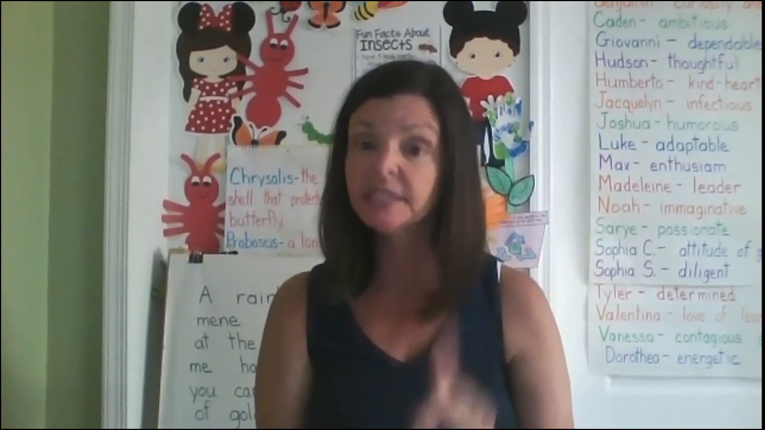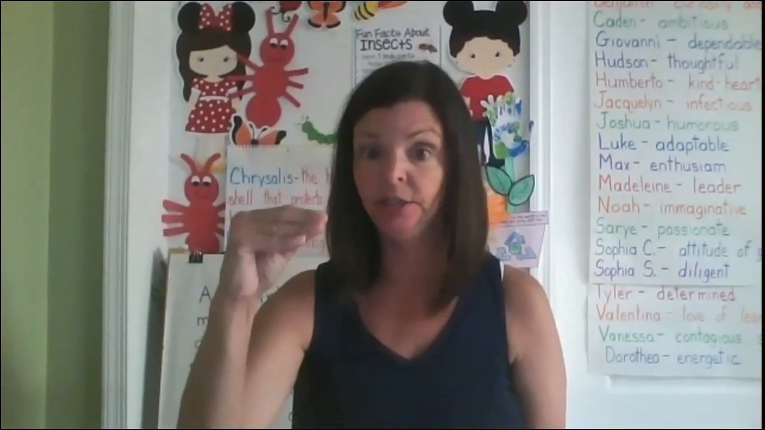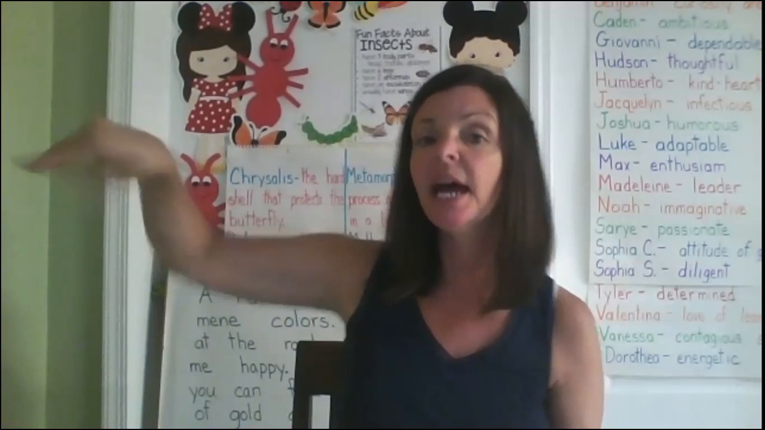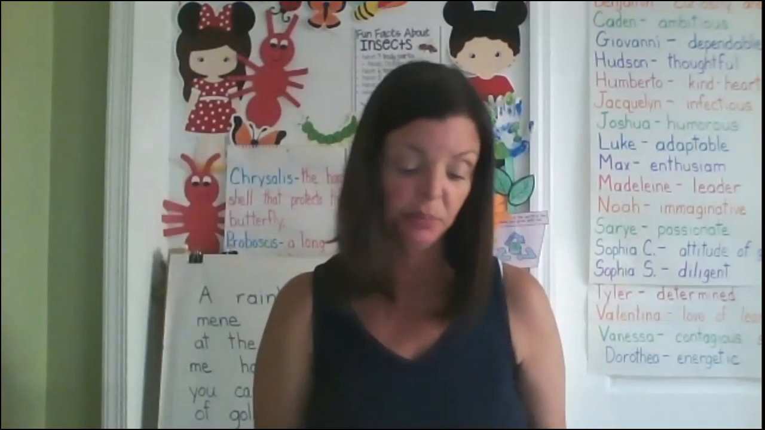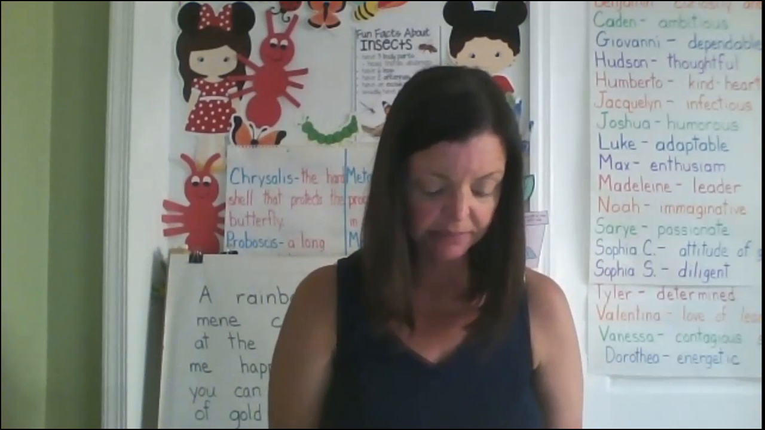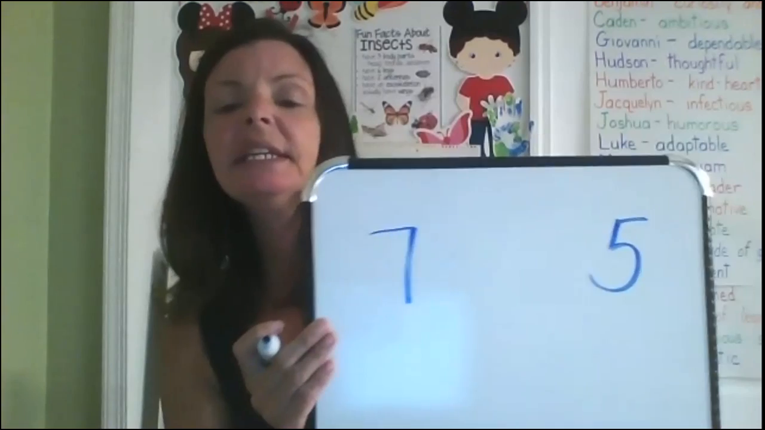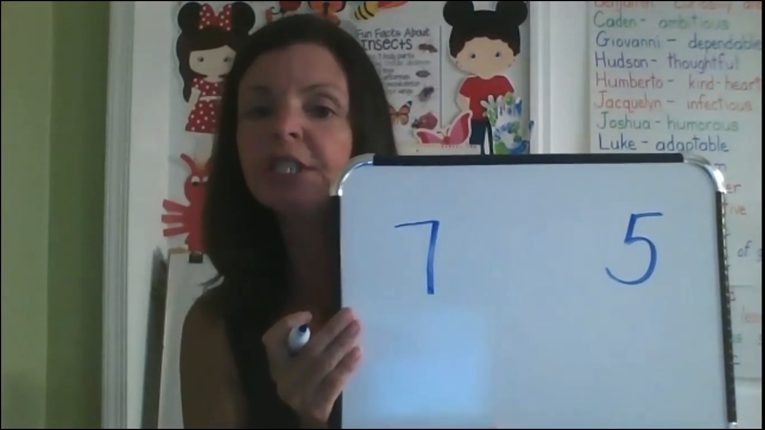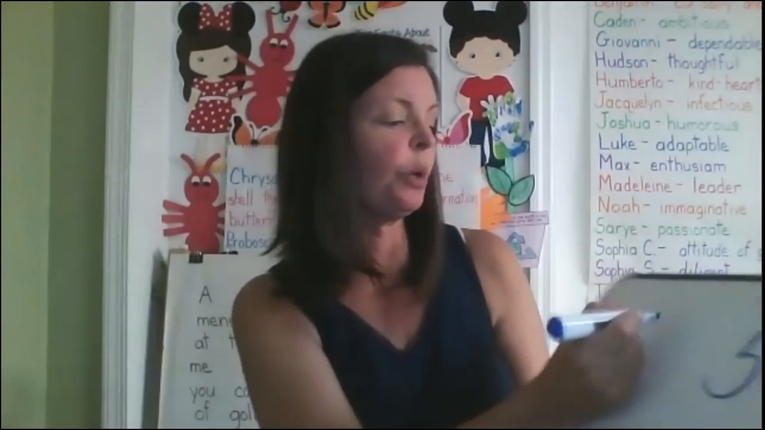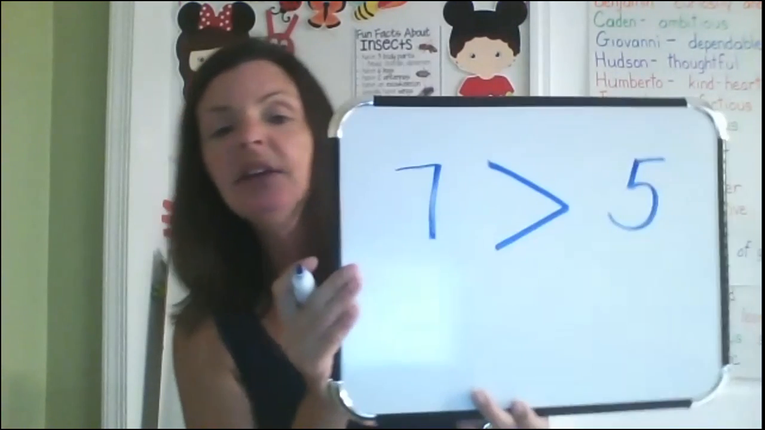And so the trick to this, if you remember we talked about this at school, is to have the alligator eat the bigger number. No matter which side the number is on, the alligator is going to eat the bigger number. So for example, if we have the number 7 and 5, we're going to need to use the symbol to show which is bigger or greater, okay? So one of the things that you are going to do to help yourself is to make sure that the alligator eats the bigger number.